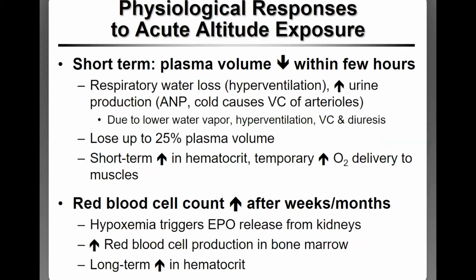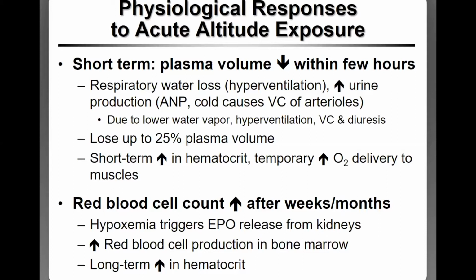The atrial baroreceptors are going to detect this increase in pressure. And as a result, they're going to release ANP, atrial natriuretic peptide, which, if you recall, works in opposition or has opposite effects of aldosterone. So ANP is going to cause diuresis, and this is directly going to impact plasma volume, where plasma volume will be reduced. So we could lose up to 25% of our plasma volume.